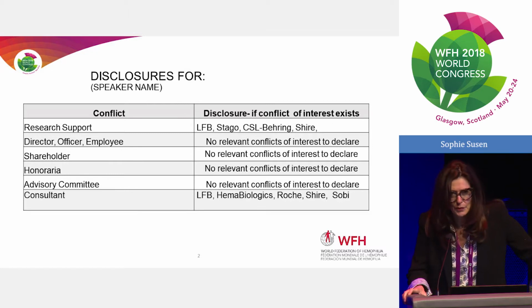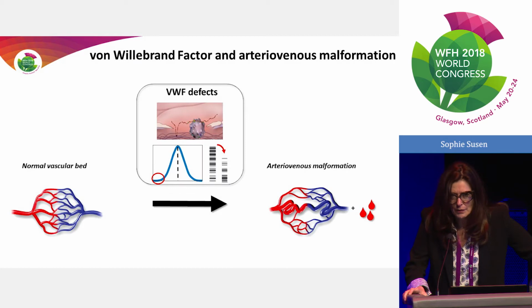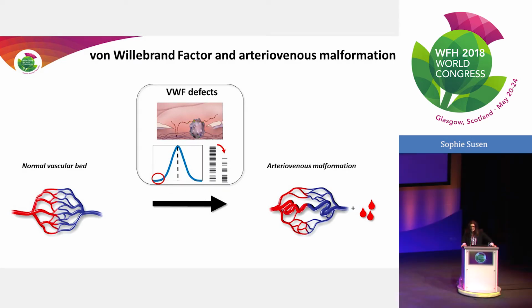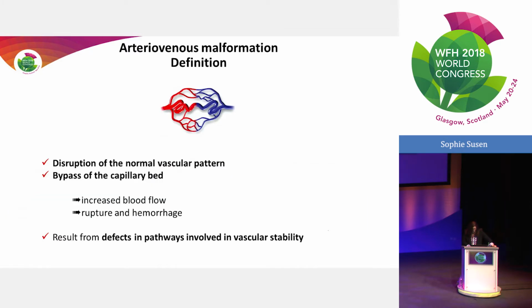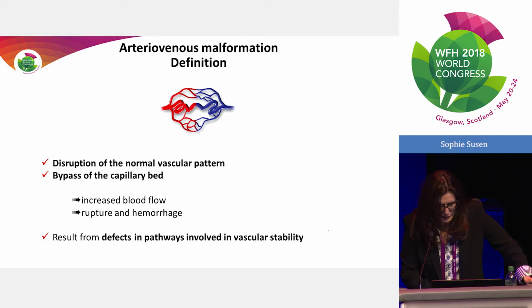For the next 30 minutes, I'm going to discuss how VWF defects can act on the vascular membrane to induce arteriovenous malformations. An arteriovenous malformation is a disruption of the normal vascular pattern. You can see here it's a bypass of the vascular bed, and it's very important to realize that this bypass will increase blood flow and make rupture and hemorrhage more likely.